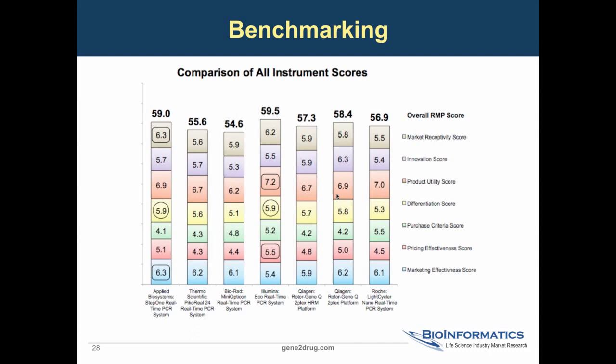The product category has been around for many years, but has recently seen a burst of innovation and new product introductions. For example, the Light Cycler Nano System from Roche was introduced to the US market at the end of 2011. Using as our source material the marketing collateral provided by each brand, this would be Applied Biosystems, Thermo Scientific, Biorad, Illumina, Qiagen, and Roche. We completed a Rate My Product form for each instrument.